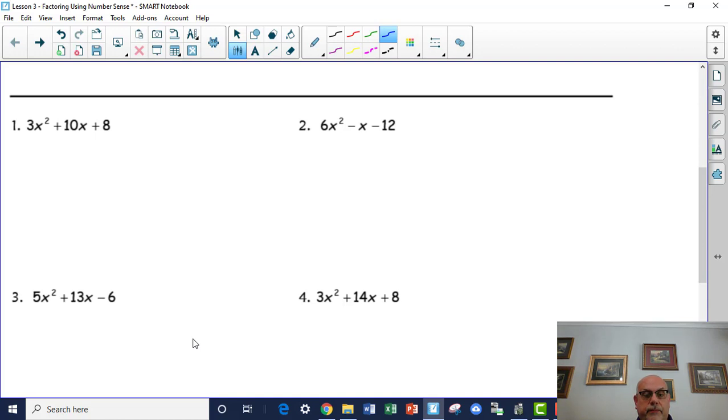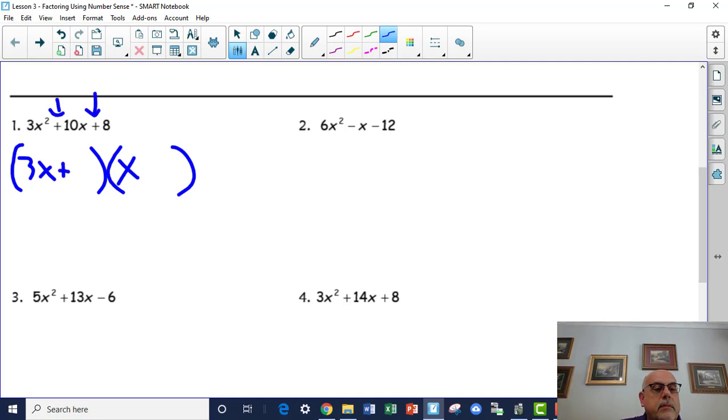If you look, the problems here all have a value in front of the x squared. If you look at number 1, 3 is a prime number. The only way to get 3x squared is 3x times x. That's where you start. They're all plus signs, so it's going to be a plus. How do you get 2 numbers multiplied to 8? Well, 8 is either 8 times 1 or 4 times 2.